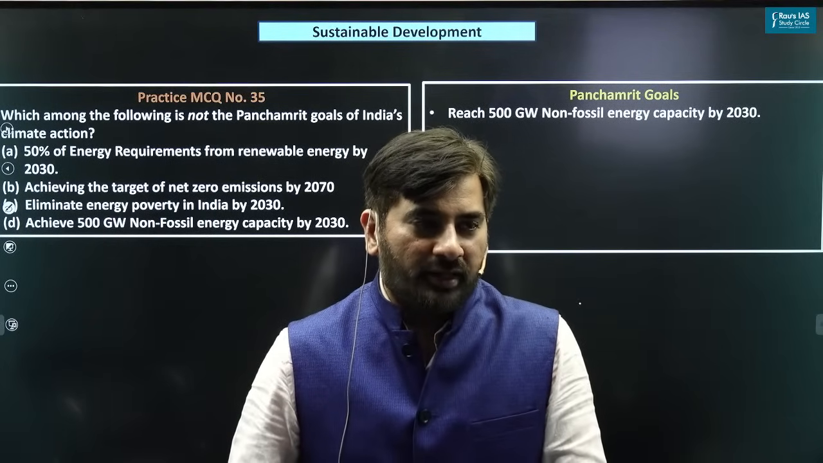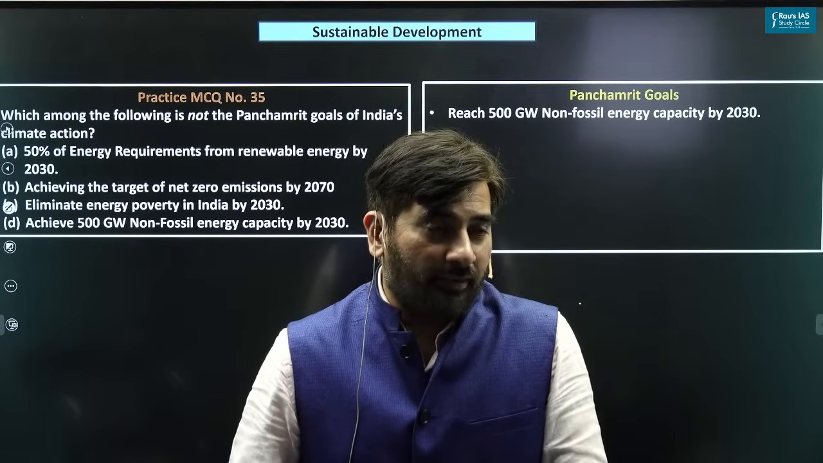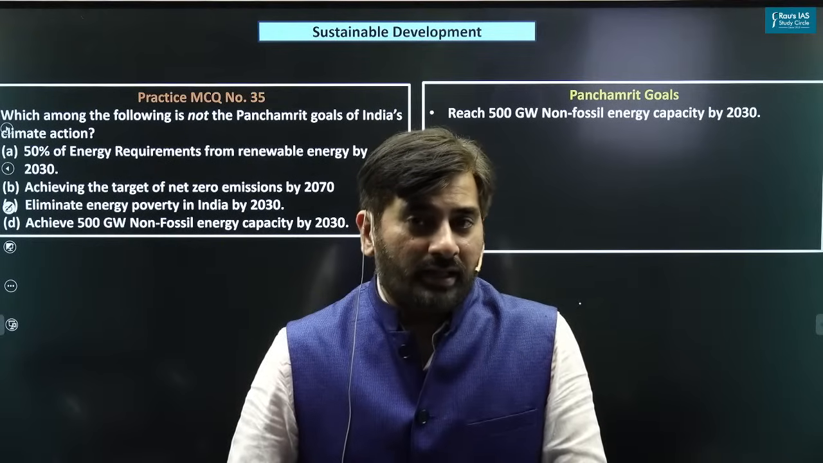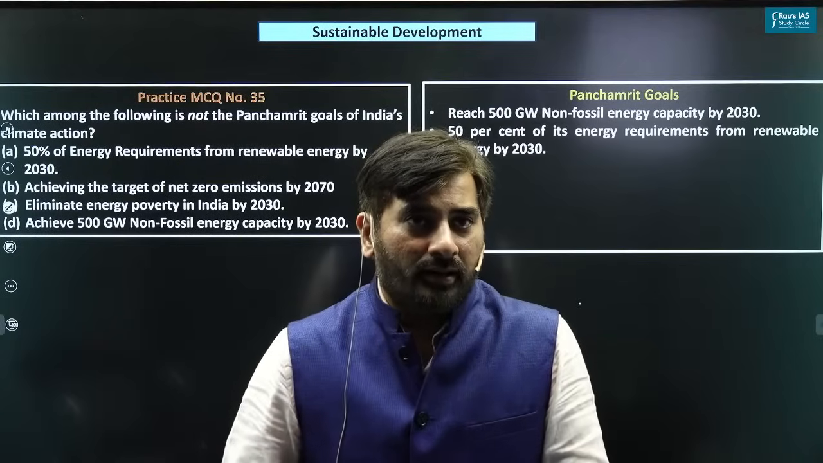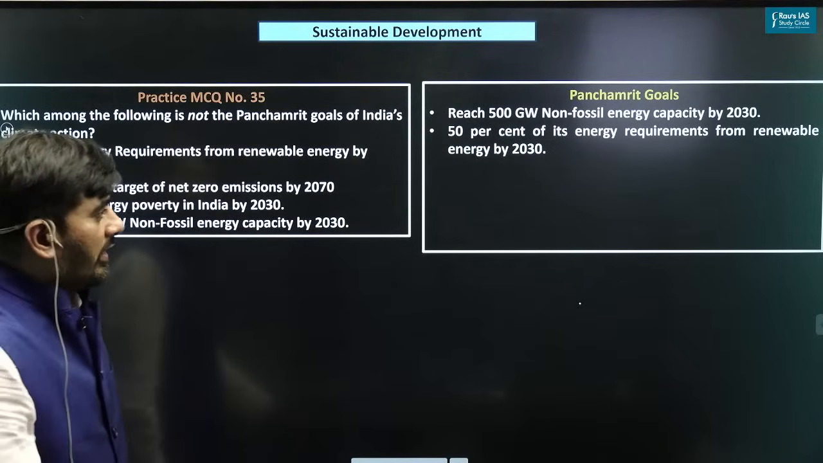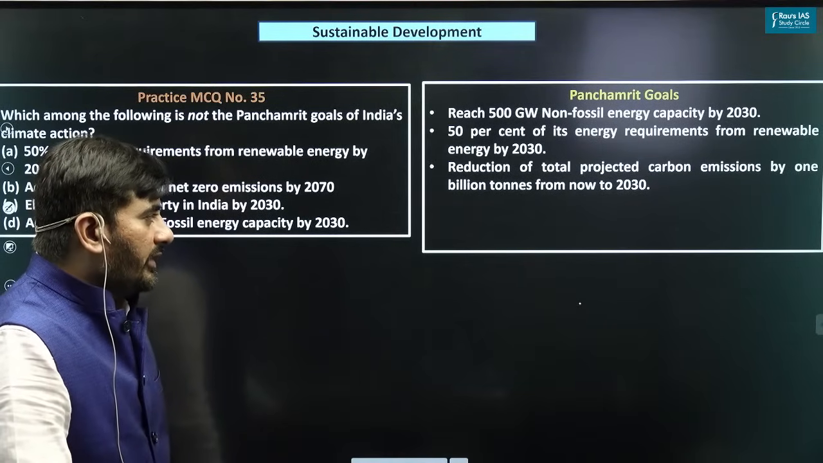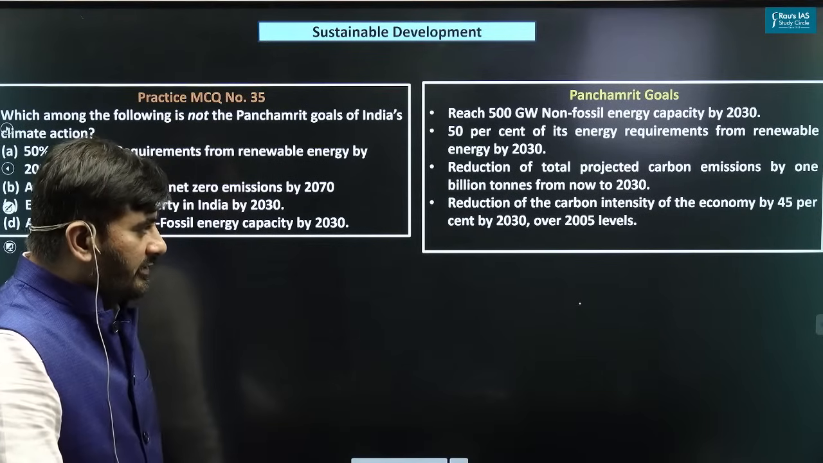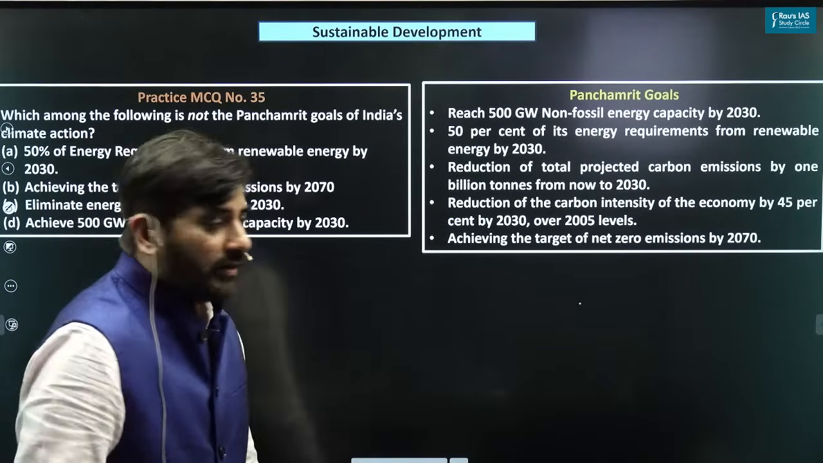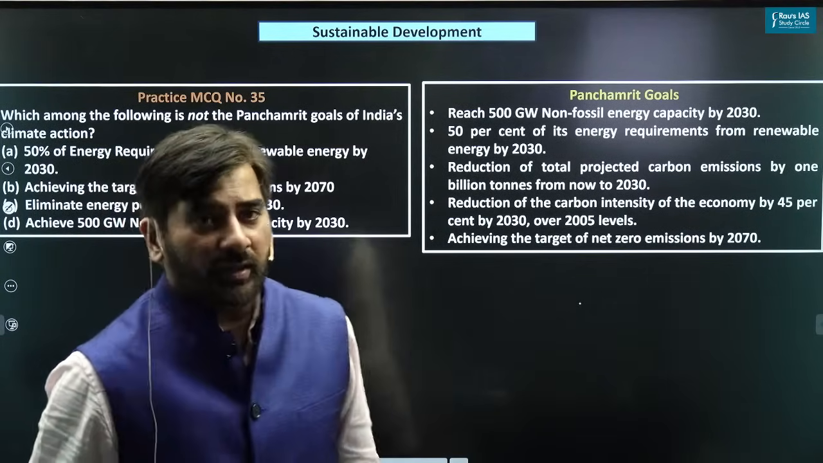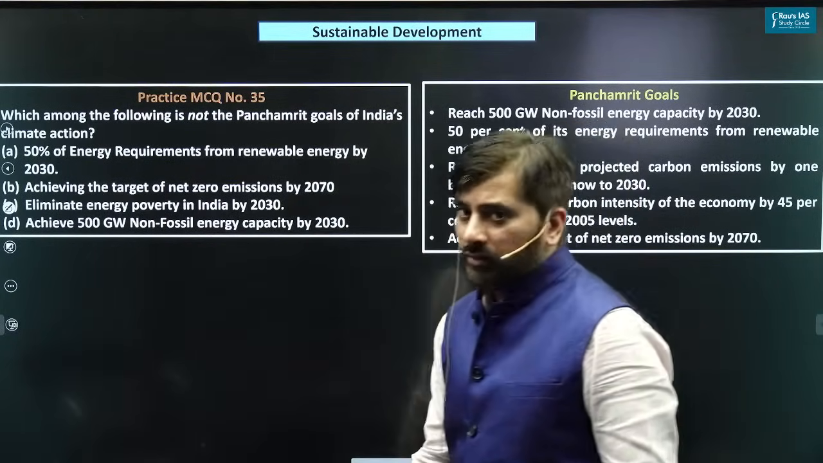If you see the Panchamrit goals, we have to reach 500 gigawatt of non-fossil energy capacity by 2030. Right now it is 180 gigawatt, 1.8 lakh megawatt. We have to increase it to 500. Second one is 50% of energy requirements from renewable energy. Reduction of total carbon emissions by 1 billion tons. Carbon intensity of the economy should get reduced, and the target of net zero emissions by 2070. Very factual. Please remember these Panchamrit goals. It might be asked in UPSC prelims, just like the way I have framed this particular question.